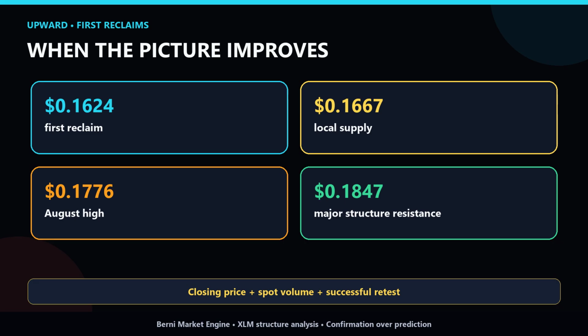On the upside, XLM must first reclaim 0.162 US dollars. Next comes 0.1667 US dollars, 0.1776 US dollars and 0.1847 US dollars. A brief wick is not enough. A confirmed close, spot volume and a successful retest would provide stronger evidence.